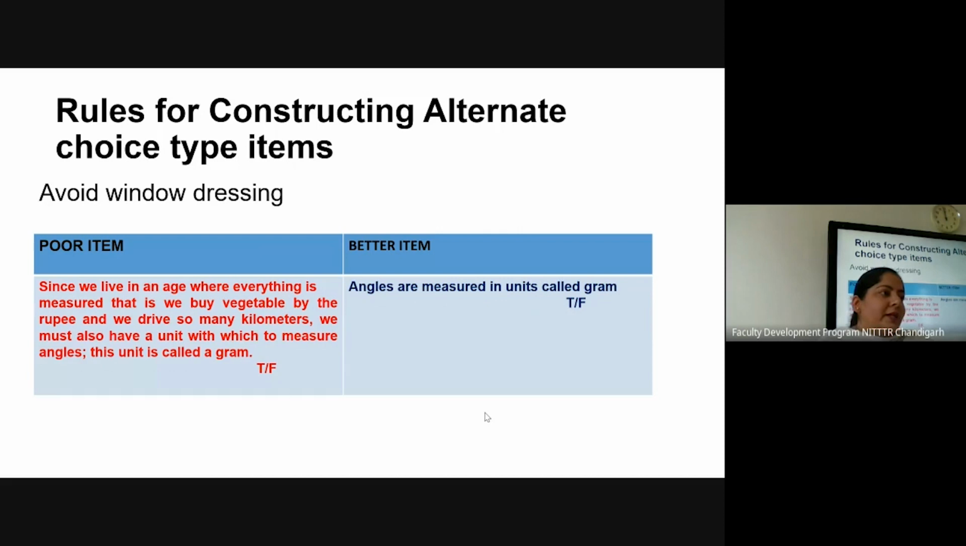Avoid window dressing. It is unnecessary reading comprehension that we are giving the student for a 1 mark statement, so that needs to be avoided. "Since we live in an age where everything is measured, that is, we buy vegetables by the rupee and we drive so many kilometers, we must also have a unit with which to measure angles. This unit is called a gram." The teacher can simply ask: "Angles are measured in a unit called grams, true or false?"